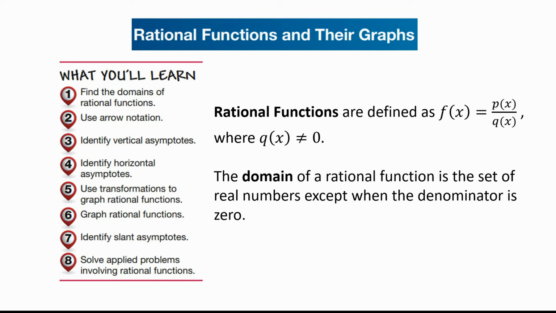You recall that the domain of a rational function is the set of real numbers except when the denominator, that is q of x here, defined from this equation or this function, is equal to 0. We want to exclude those values. So a rational function is just a function in fractional form, something divided by something else.